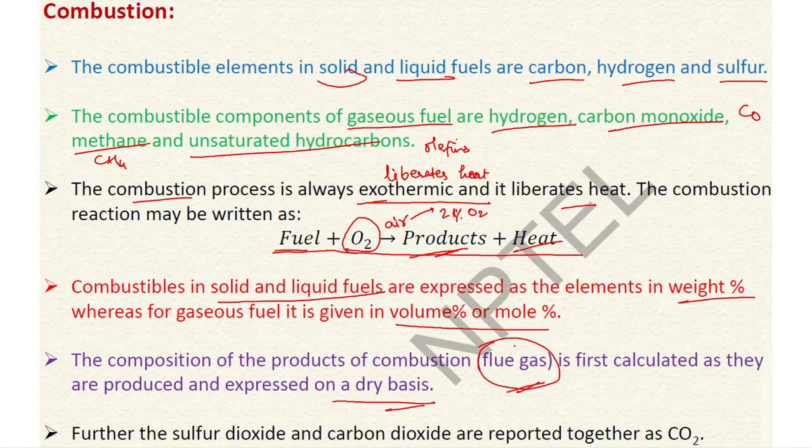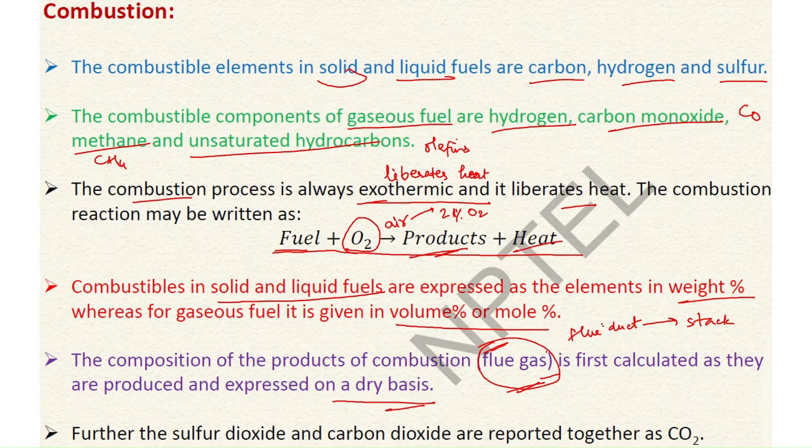Why a dry basis? Because during the combustion flue gas is produced. Why is it called flue gas? Because when the combustion of a fuel takes place, the gases which are emitted are passed through a duct which is called the flue duct, and from the flue duct it passes to the stack to be released out into the atmosphere. Okay. So the composition of these flue gases is first calculated, and it is expressed on a dry basis.